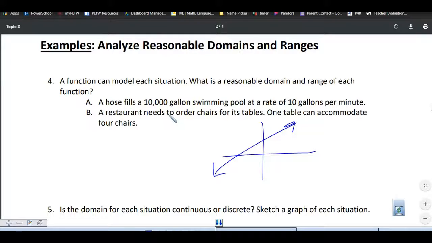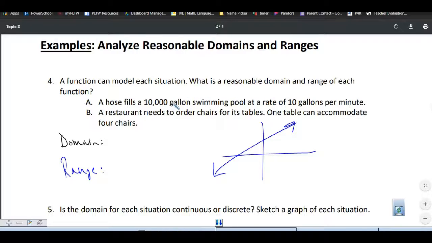Okay, in example A, where we have a hose that fills a 10,000 gallon swimming pool at a rate of 10 gallons per minute, what makes sense? So the domain is your input, your independent variable, and so we're, in this case, literally talking about what we are putting into the pool, this water, and the time. Time is almost universally always domain. It doesn't run backwards, it doesn't slow down, it is always a constant rate. We'll say range here. And so we're talking about the time it takes to fill this pool with that water.